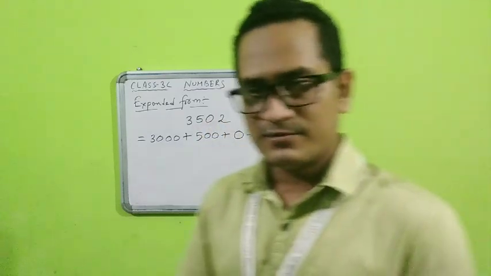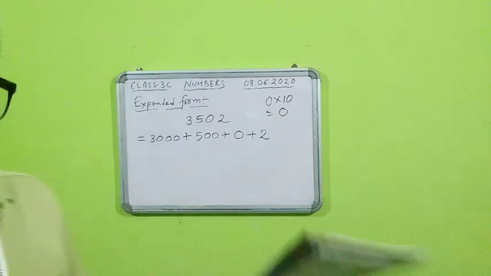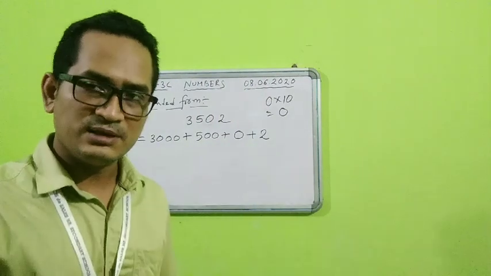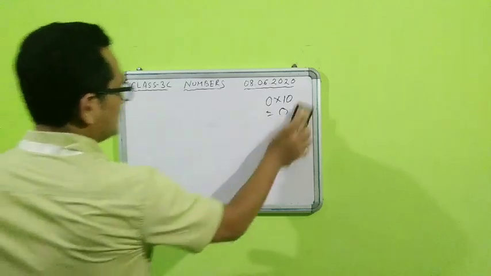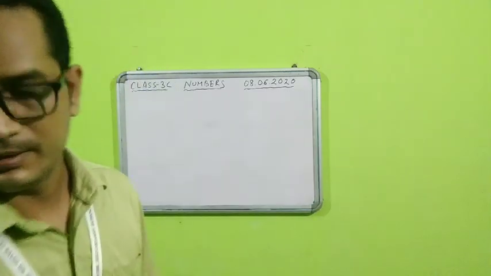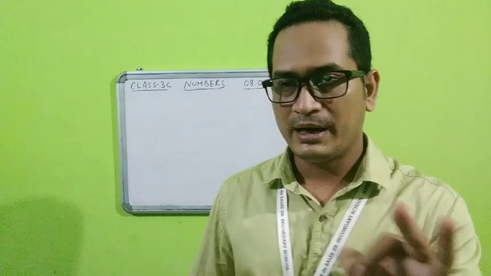So students, don't get confused. If any digit is 0, then you have to put 0 in that place only. Okay. So we have completed the expanded form of a 4-digit number. Let us now try to read, that is, writing number names of 4-digit numbers. Number names means, students, if I give you a 4-digit number, how you are going to read it? That is called the number name. That means you have to read it.